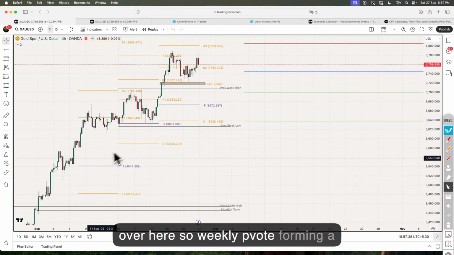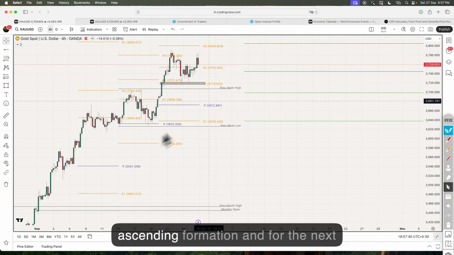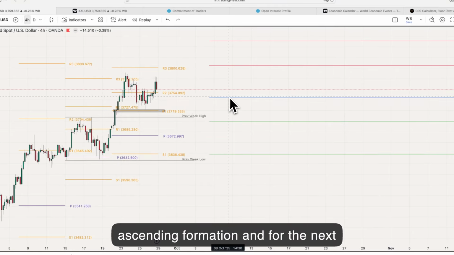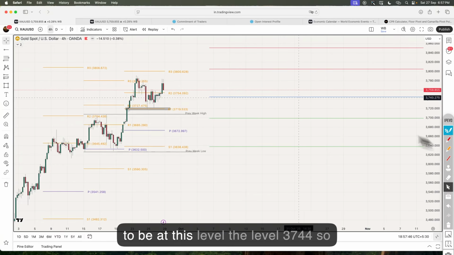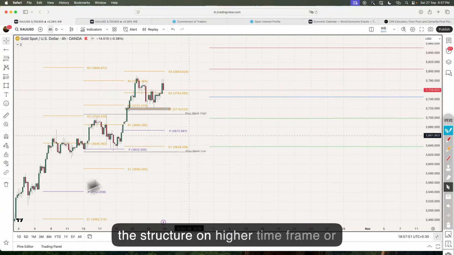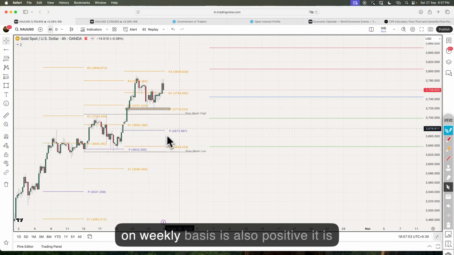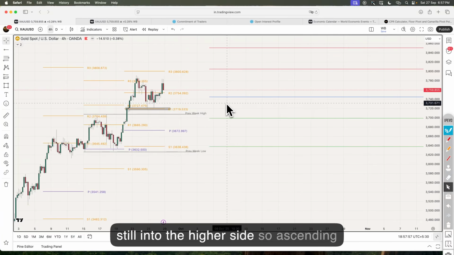So the weekly pivot is forming an ascending formation, and for the next week also the weekly pivot is going to be at this level, 3744. So the structure on the higher time frame, or on a weekly basis, is also positive. It is still on the higher side.